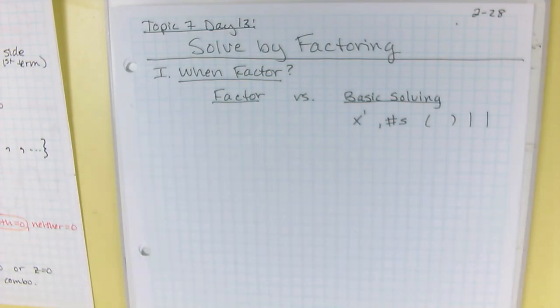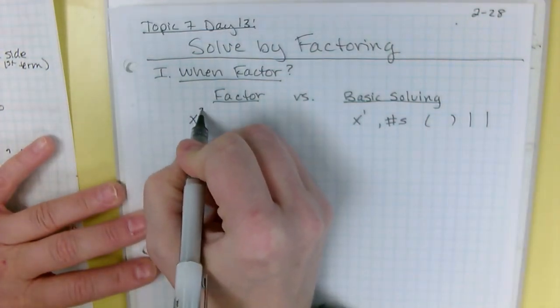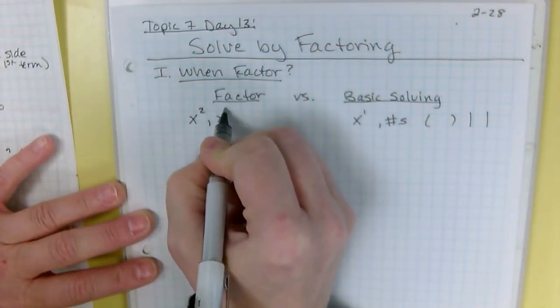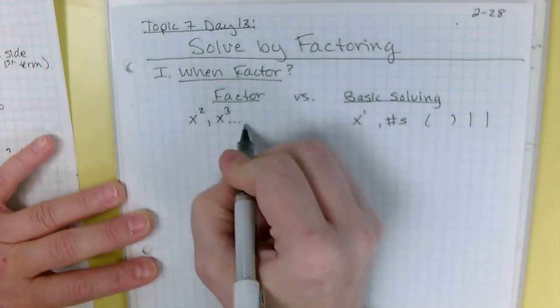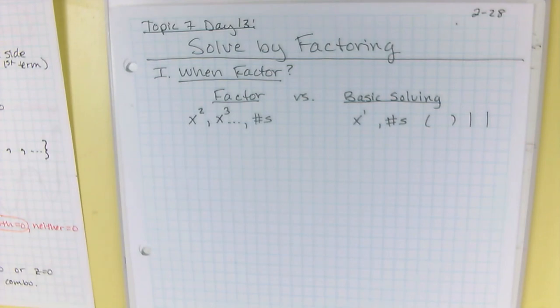Your indicator that you're going to need to solve by factoring is if your x is to the power of 2 or 3 or something like that. It will still have numbers in it and parentheses and absolute value bars, but the x will be squared, cubed, or to some other higher power.